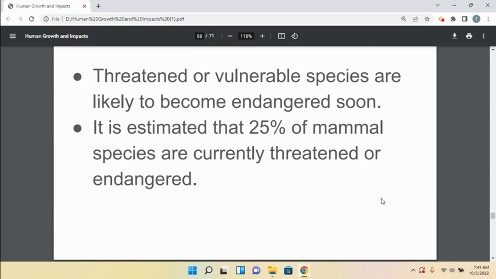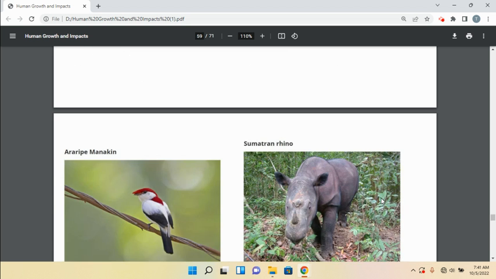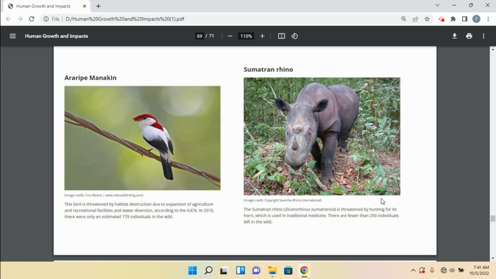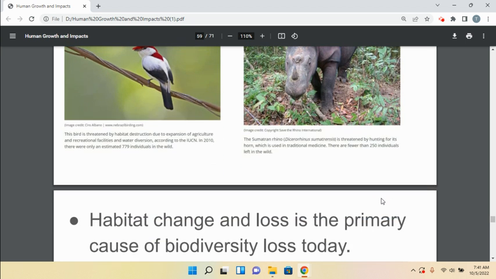Threatened or vulnerable, they're likely to become endangered soon. It's estimated that 25% of mammals are threatened or endangered already. So a lot of mammal species are vulnerable to extinction. These are two examples of vulnerable species. The Arabian bustard and the Sumatran rhino, both of them are suffering from habitat destruction or hunting. And again, we are causing this and making these animals threatened and perhaps eventually extinct.